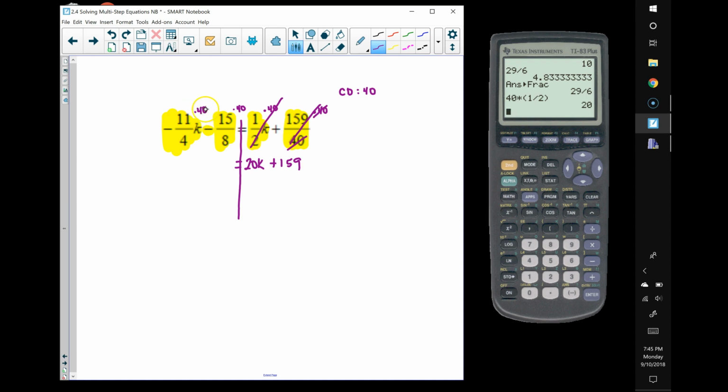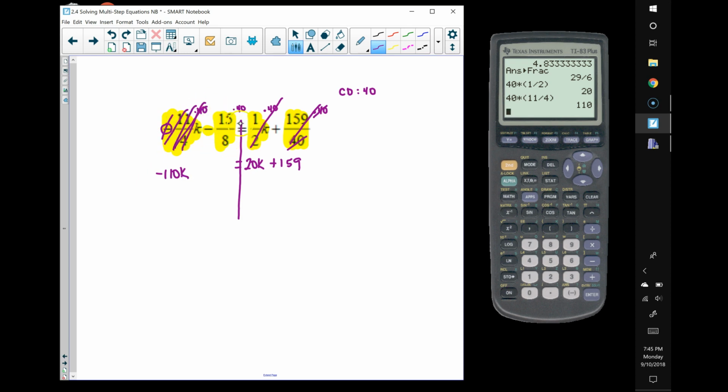The left side, now I've got 40 times 11/4. So I'm going to put 40 in my calculator times parentheses 11 divided by 4. And I end up getting 110. Do you see how the fraction goes away? So I have a negative here, so I can't forget that. So I've got a negative 110K. And then cross it off, I'm done with it.